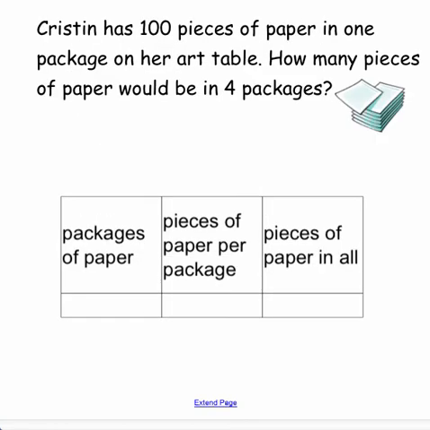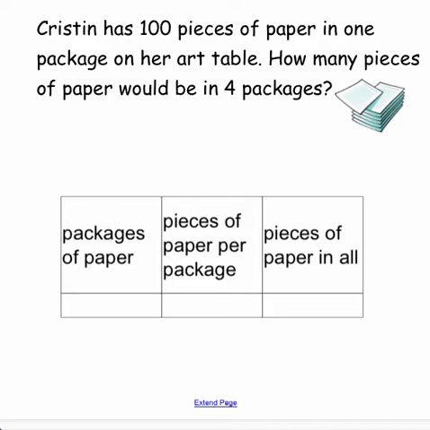Let's try another one. Kristen has 100 pieces of paper in 1 package on her art table. How many pieces of paper would be in 4 packages? Step 1, let's think about what we know. Kristen has 100 pieces of paper in 1 package.